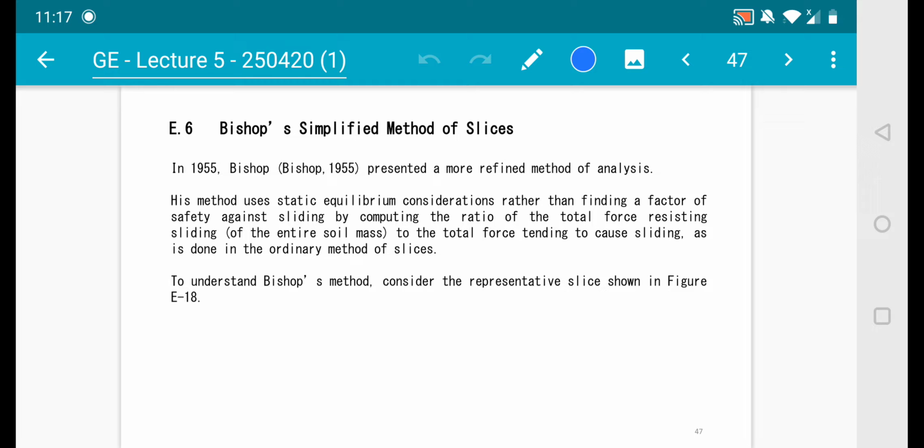Now we're going to move on to E6, which is on Bishop's simplified method of slice. A person by the name of Bishop in 1955 presented a more refined method of analysis. He wants to go deeper, to present a more near-accurate practical approach. His method uses static equilibrium consideration rather than finding a factor of safety. Previously, from the first method, we are finding factor of safety. Now Bishop has introduced something else.